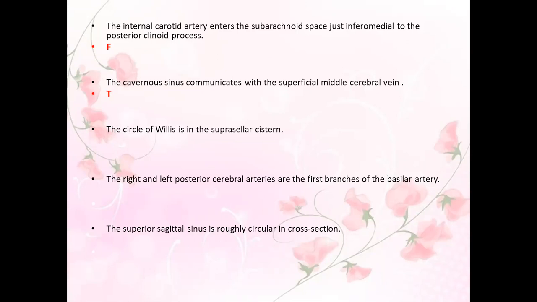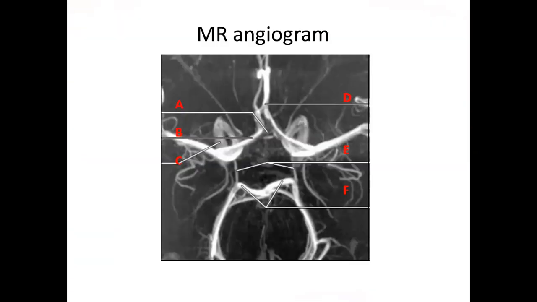Dr. Mohammed Ibrahim. The circle of Willis is in the suprasellar system. True. The anterior part of the circle of Willis. Excellent. Narin. The right and left posterior cerebral arteries are the first branch of the basilar artery. False. They are the terminal branches of the basilar artery. Excellent. And the last one, Huner. The superior sagittal sinus is roughly circular in cross section. False, it is triangular in shape. Excellent. It is triangular. Okay.